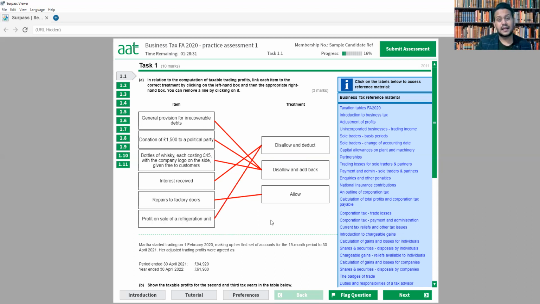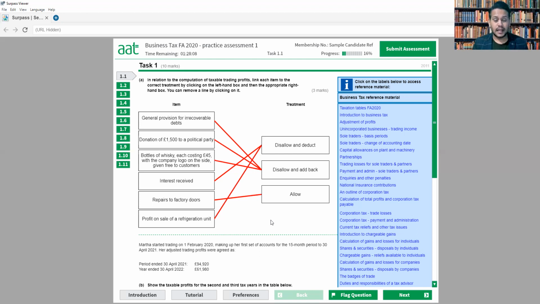Profit on sale of a refrigerator, so this one is not your business. When you're selling a part of your fixed asset, or you're selling the fixed asset, this one is disallowable and you have to deduct it. The reason is it is not your trading income. So for example, when I sell a fixed asset, if I make a profit, then chargeable gain will be increased. So I have to pay capital gains tax, not the corporation tax.